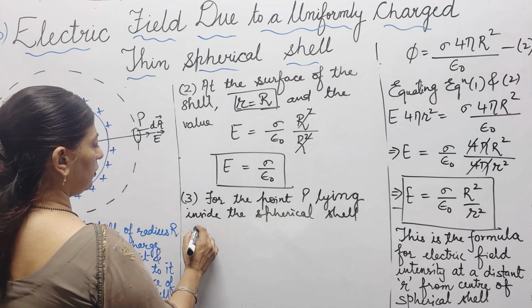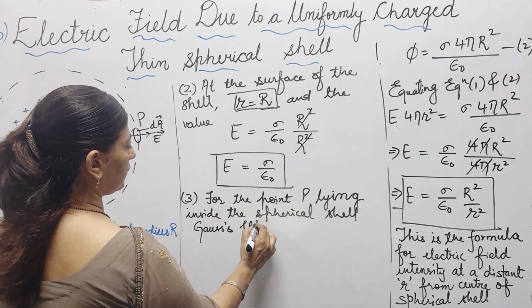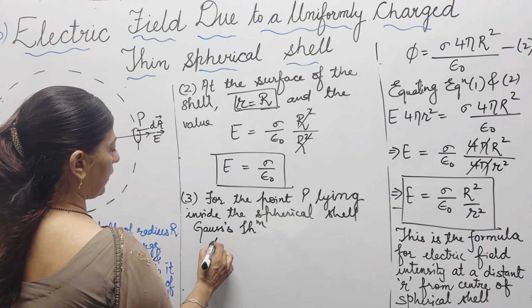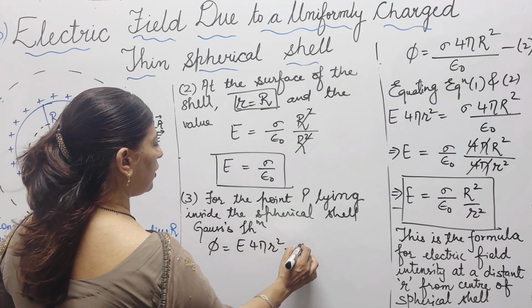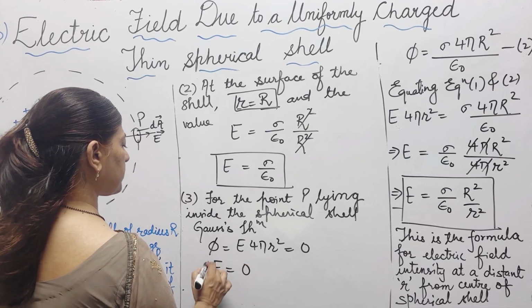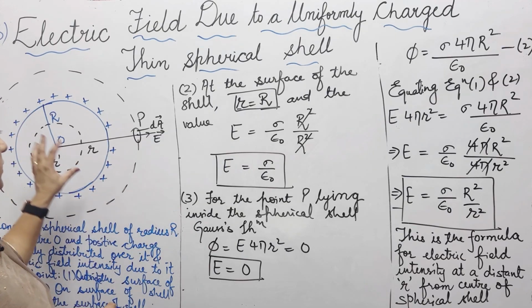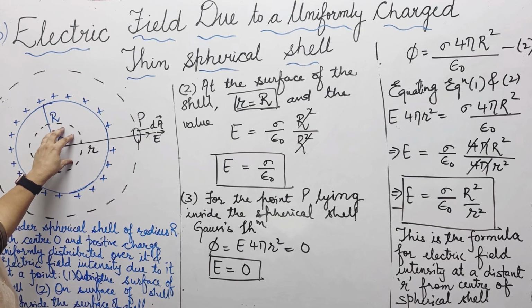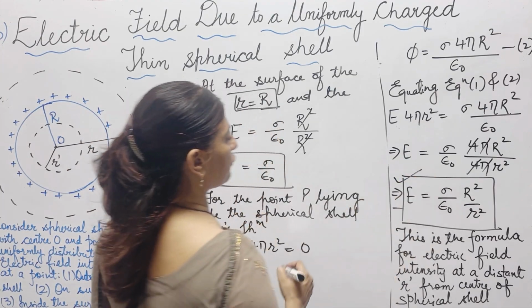According to Gauss's theorem, phi equal to E times 4 pi r squared, this will be equal to 0, or electric field intensity is 0 if the point P is lying inside the spherical shell. So these are the three conditions that we have found out for electric field intensity.